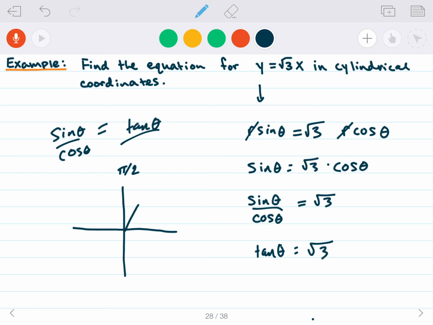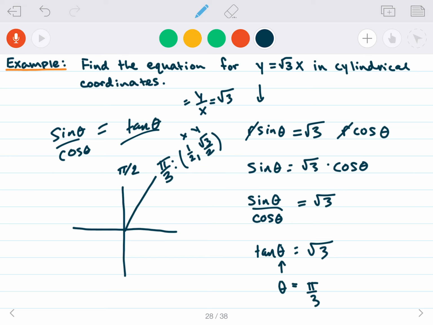Actually, let me do this a little bit more like that. So this is pi over 3, and that's because pi over 3 has an x coordinate of 1 over 2 and a y coordinate of root 3 over 2. So when you do y over x, you get square root of 3, and that's precisely what tangent of theta is defined to be. Okay? So we know that pi over 3 will work here. So theta is equal to pi over 3.